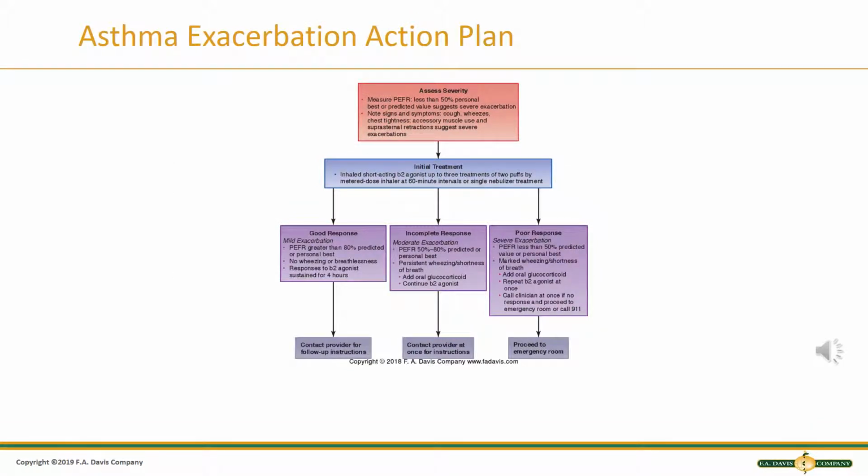This is the asthma exacerbation action plan, which you would communicate to your patient. It is a self-management basis, and it goes off of the peak expiratory flow rates. You can find this in your text on page 402, as well as the previous slide you can find in your text on page 401.